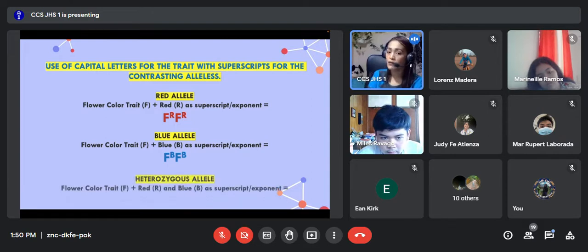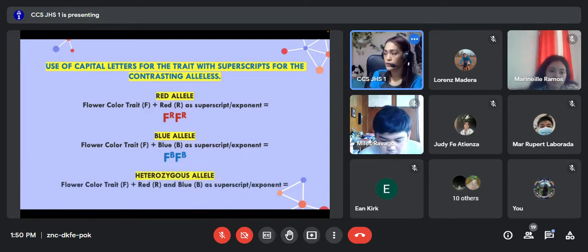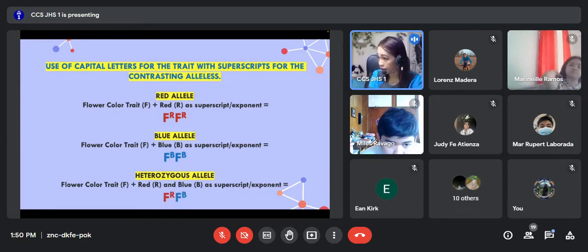Now, what about if you have a heterozygous? Meaning, this plant has red parts on its petals and also blue parts on its petals. What do you think will be the corresponding genotype? FRFB. Very good. So you have FR, that's the coding for red, and FB, that's the coding for blue.